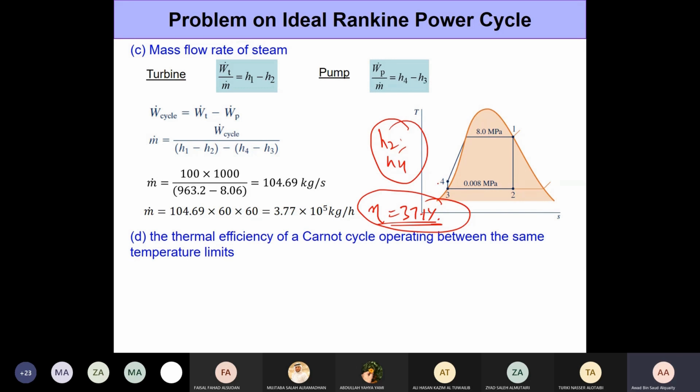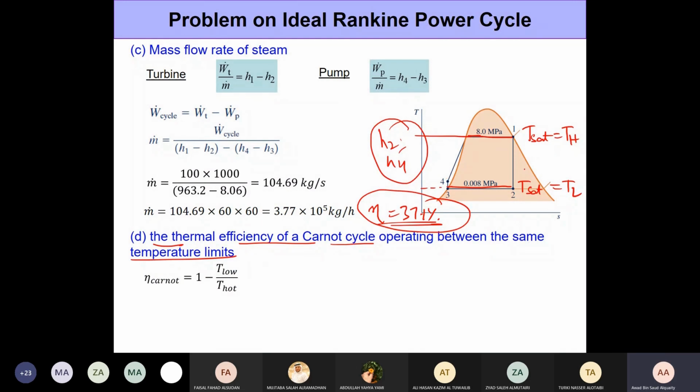So when we talk about part D, here we need to calculate the thermal efficiency of a Carnot cycle, which operates between the same temperature limits. So what are the temperature limits that we're looking at? We're looking at the Tsat here, okay? This Tsat to be the TH, right? In the boiler, Tsat at the boiler pressure. And we're looking at Tsat at the condenser pressure to be the lower temperature, right? Temperature of the low temperature reservoir.